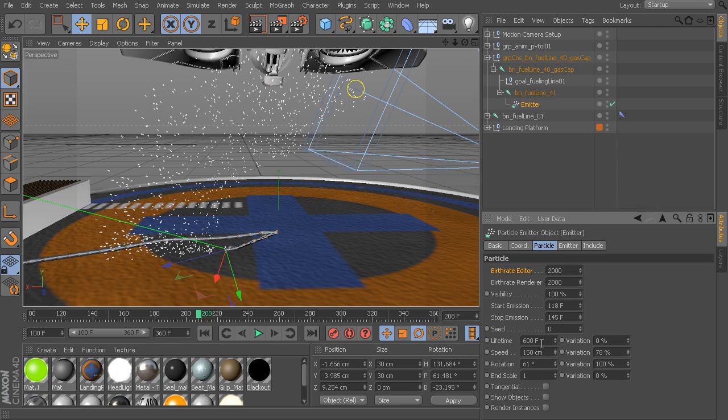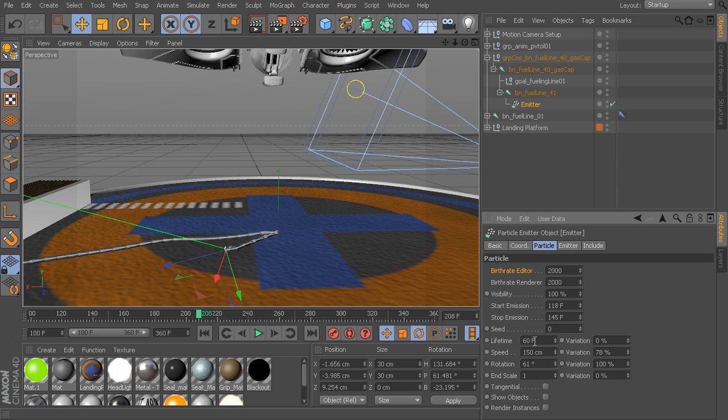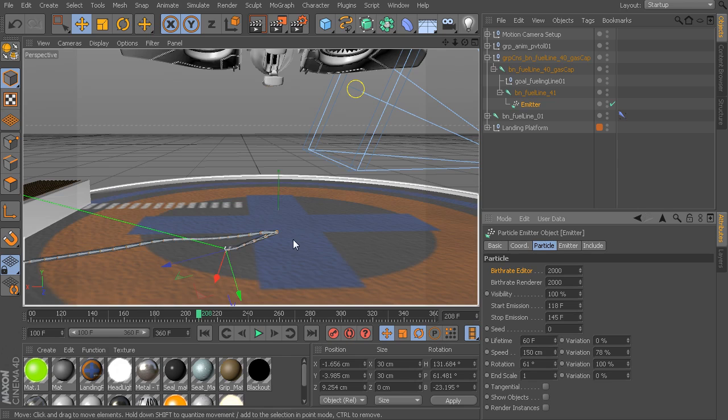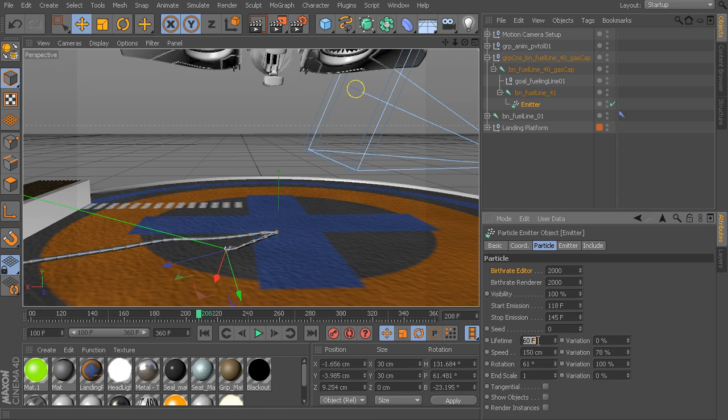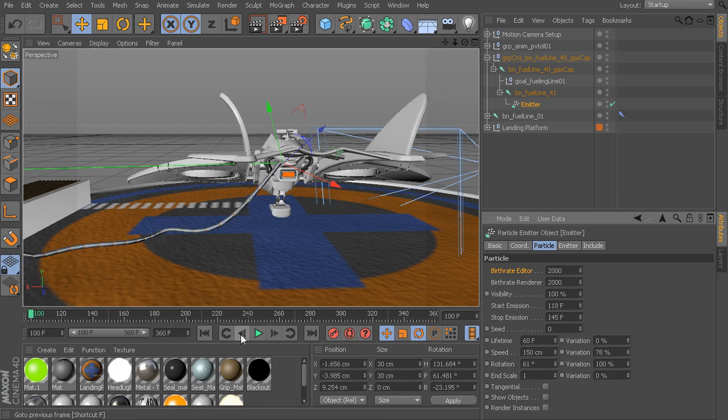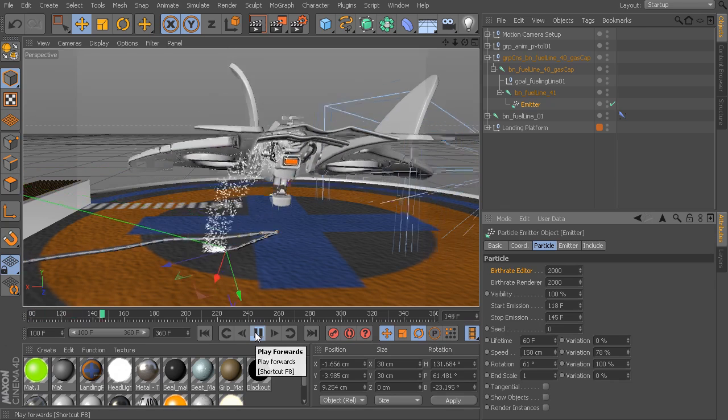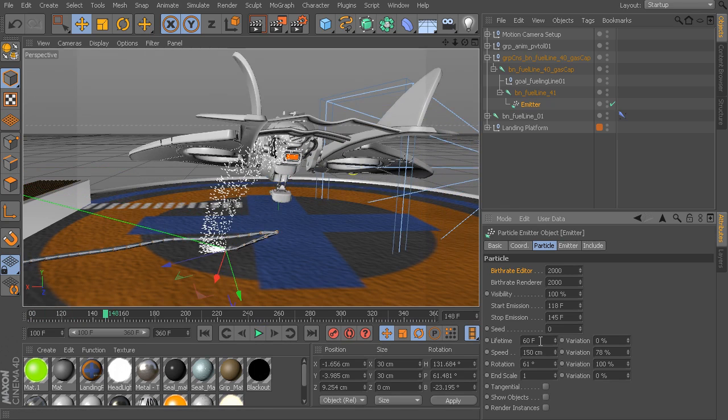Now one thing that I do want to control is the lifespan or the lifetime here. Right now this is set so that the particles live for 600 frames. That's probably a little bit high for me. Again, because this is going to be more of a gas, we want that gas to dissipate and fade away. So we're going to bump this down to maybe something like 60 frames. Once a particle is born, it will live for 60 frames and then die.